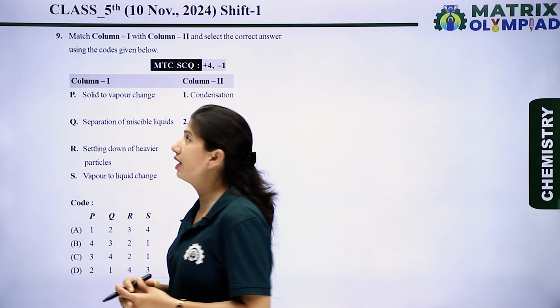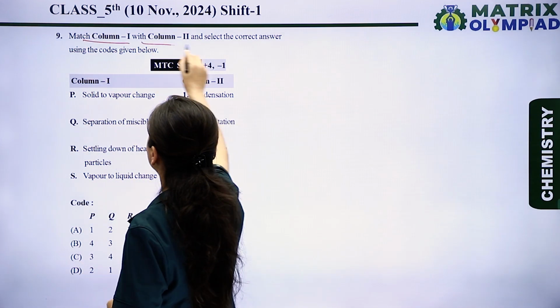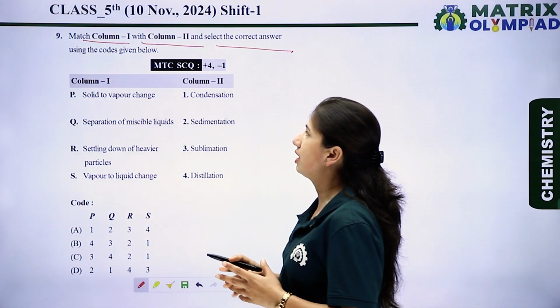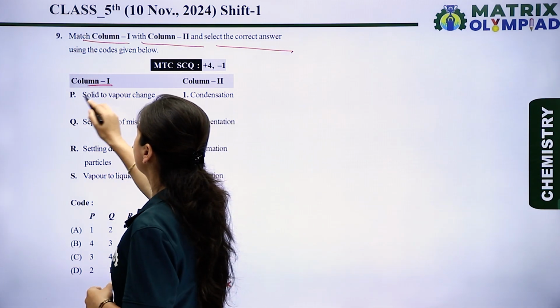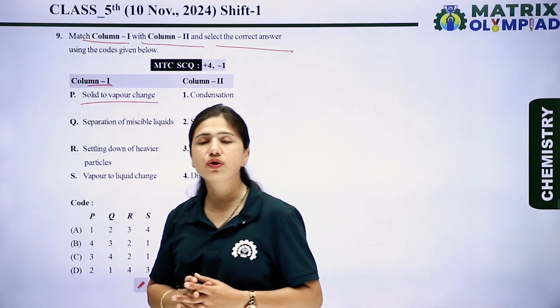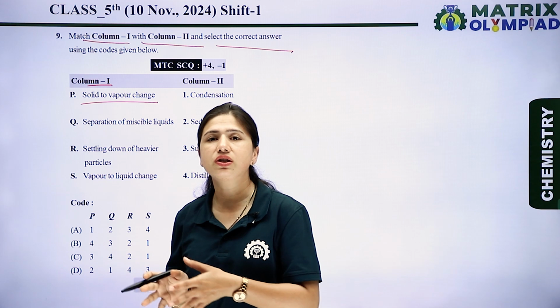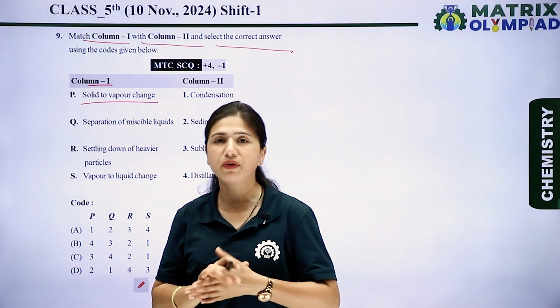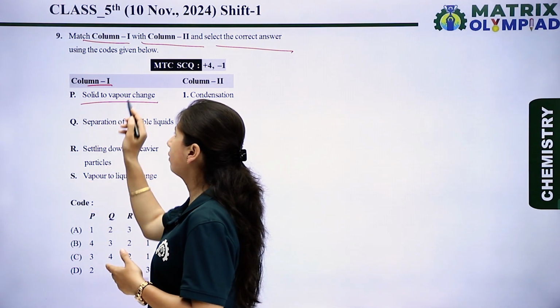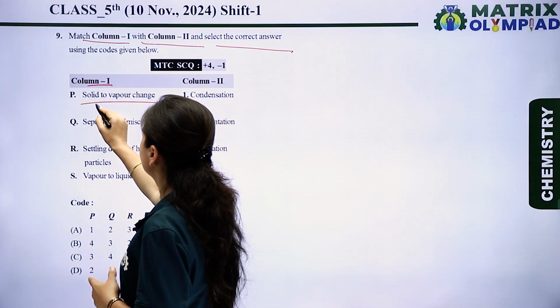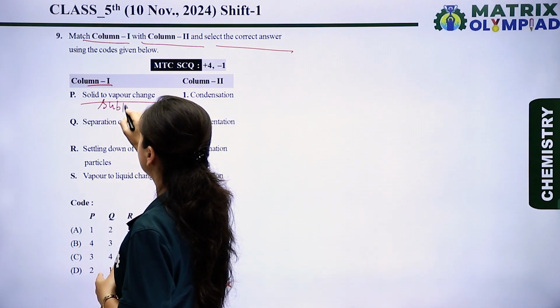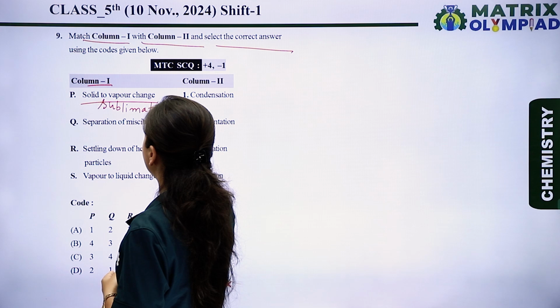The next question is: match column first with column second and select the correct answer using the codes given below. The first item is solid to vapor change. Solid to vapor change means when a solid substance directly converts into the vapor phase without becoming liquid, that process is known as sublimation.